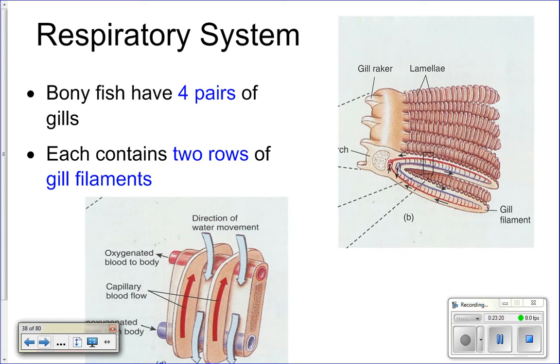And you can see on the picture like the little bumps? Those are the lamellae. Those represent the lamellae. And then here's like your little plate-like structures. Okay? All right.